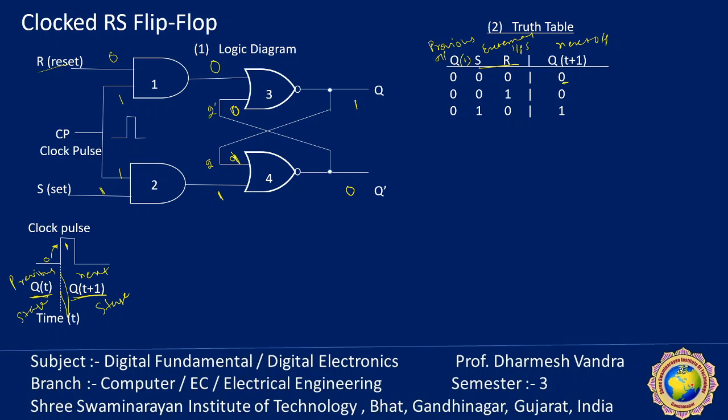This 1 is applied here. 1 1, it remains the same. So the stable output is 1. It is a set condition. The first case was reset. Sorry, this one is reset.